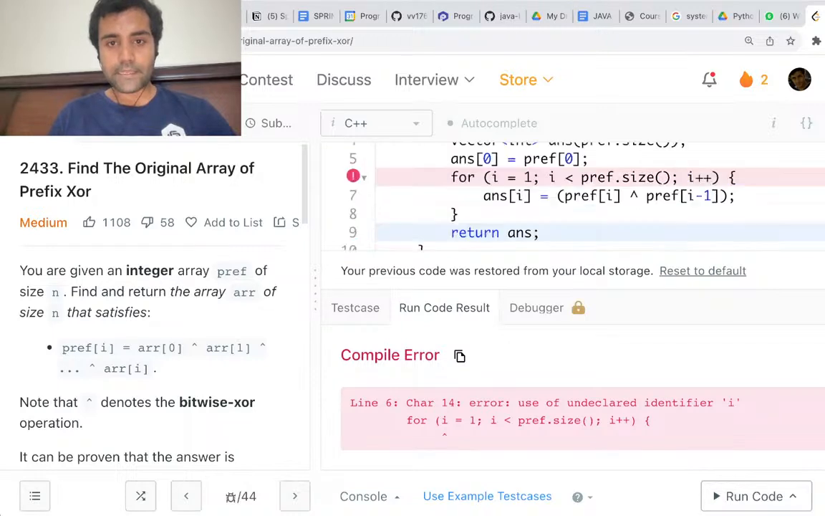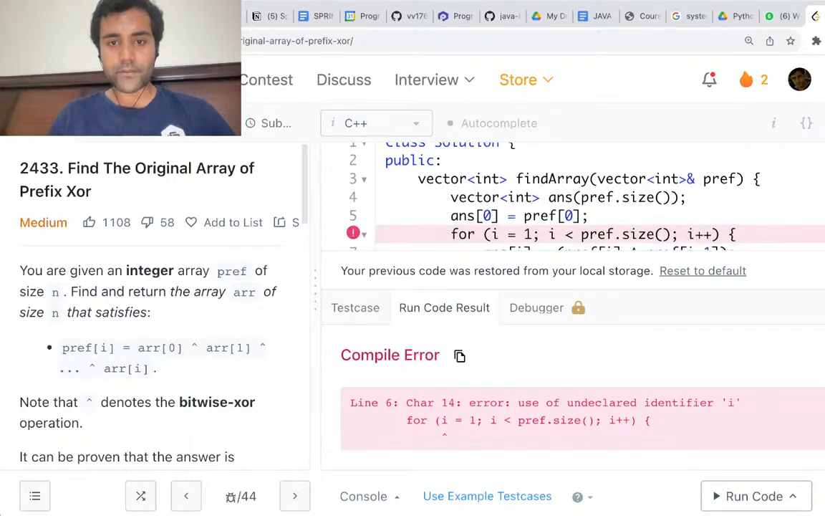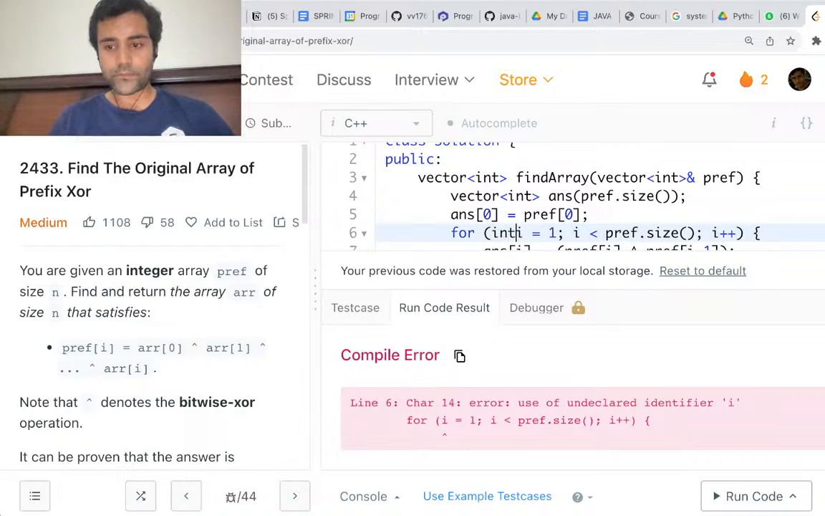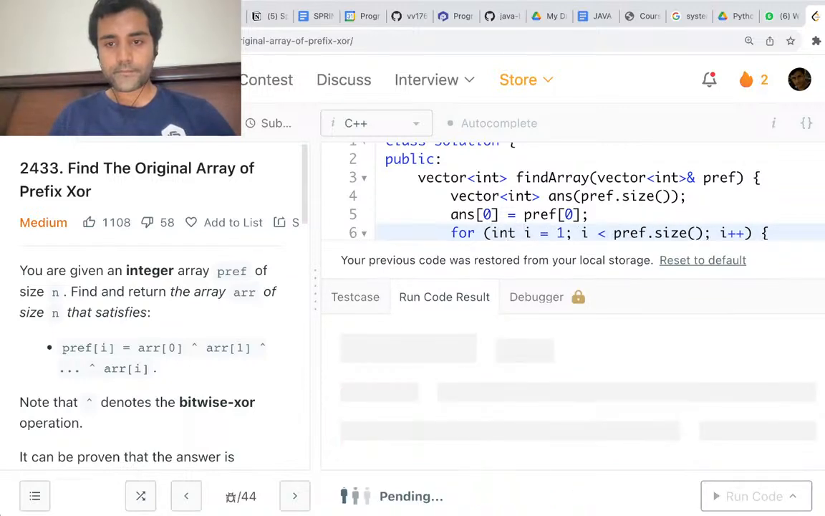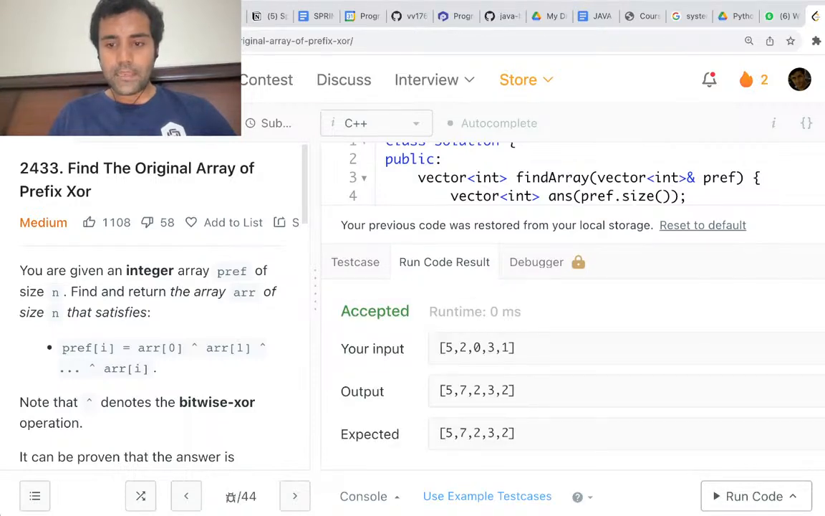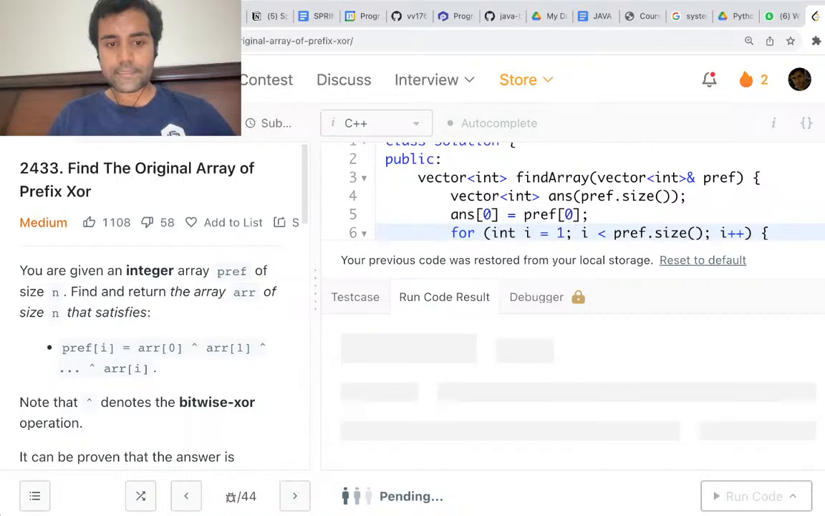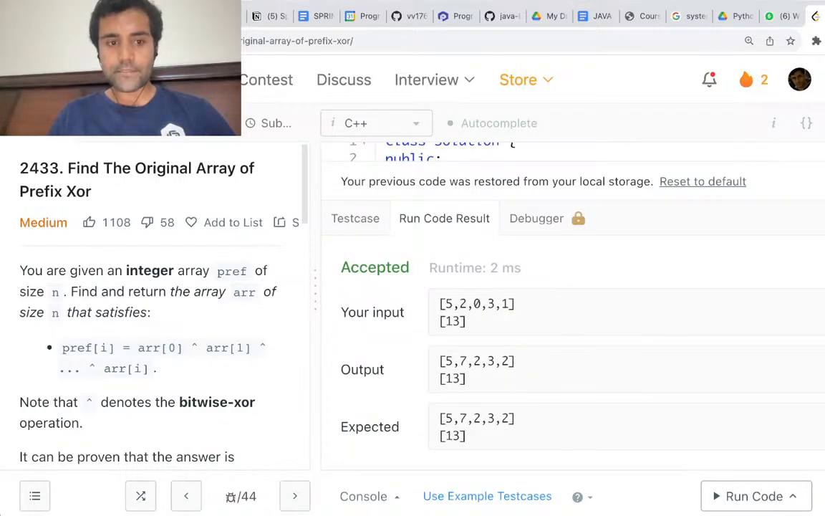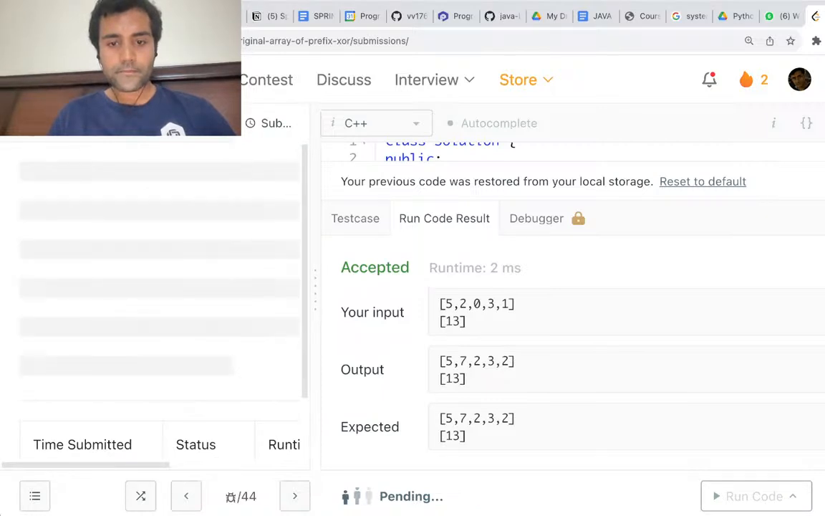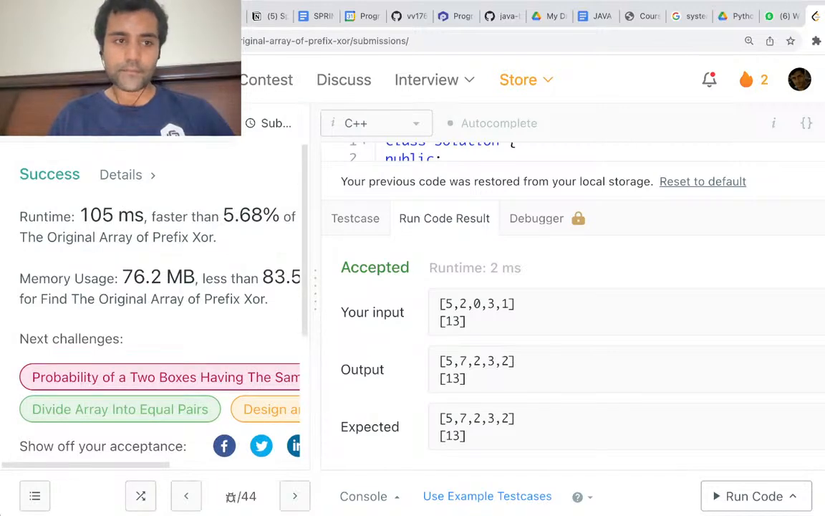But it looks like we are getting a compilation error, because we missed integer over here. So yeah, it works well. Can run it for multiple cases and see if it still works well. If it does, we can just submit. And it looks everything is okay.